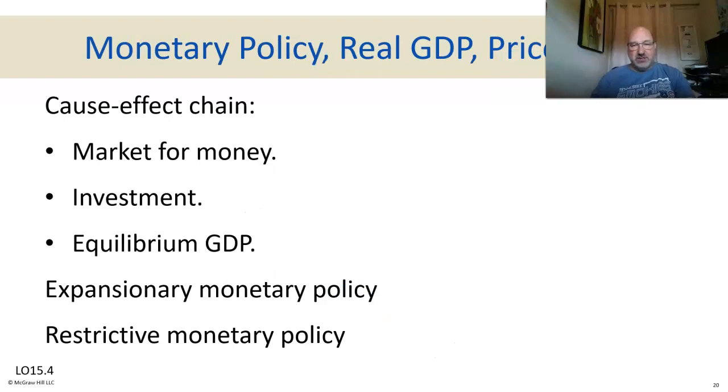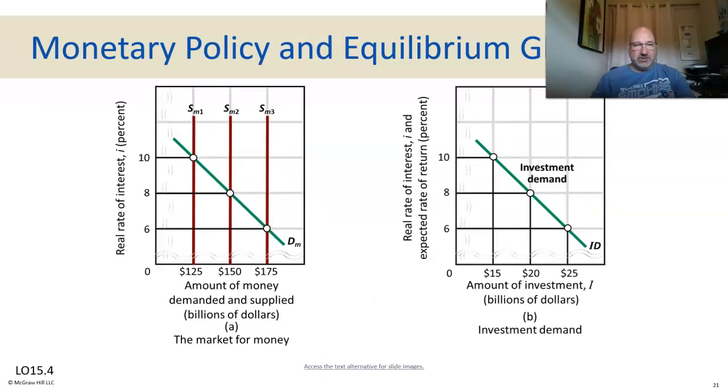Monetary policy, the GDP, and the price level. There is a cause and effect change with the market for money. As people are looking for money, it causes some issues. Investment: you've got that investment demand curve that we have looked at. That investment demand curve and asset demand is going to mess with that whole monetary policy and price level issue. Equilibrium GDP will also get into that. So we have to know, are we dealing with expansionary monetary policy, or are we looking at restrictive monetary policy?